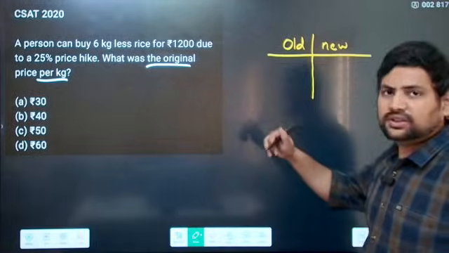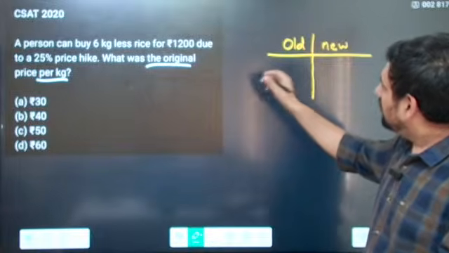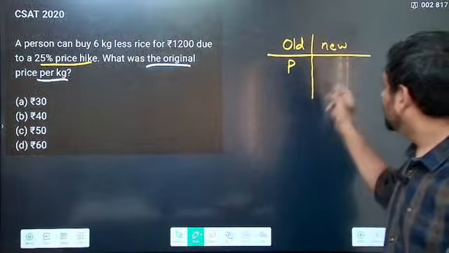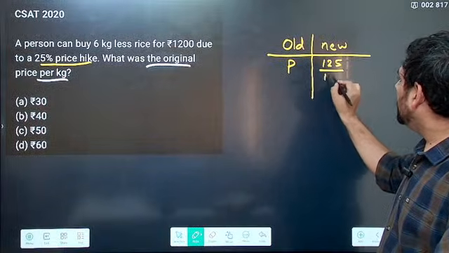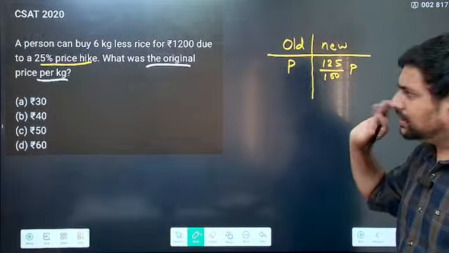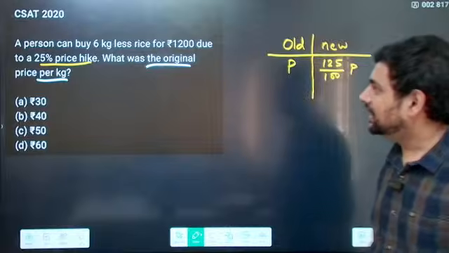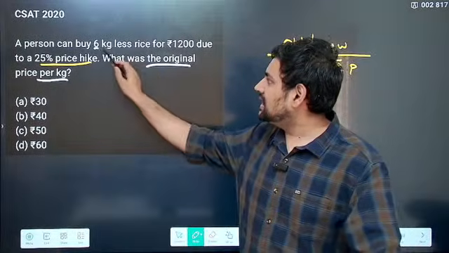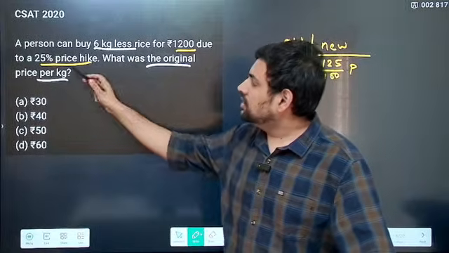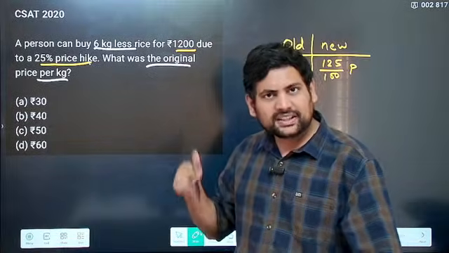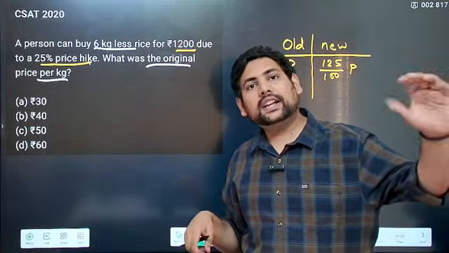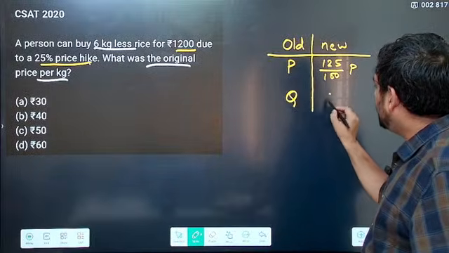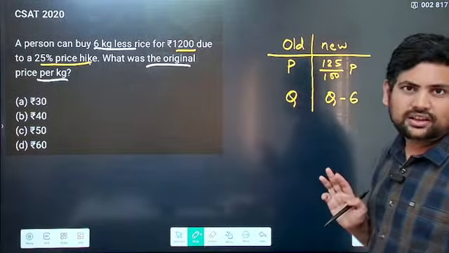Okay, so now if the old price was P, then the price was increased by 25%. So it became 125 by 100p, or if you want you can write 1.25p also. This you understand. Then next thing, now it says because of this price increase a person buys 6 kg less rice for 1200 rupees due to a 25% hike. So because of this price rise, now whatever the quantity he was buying, now he can buy 6 kgs less. So if the original quantity was q, now he is able to buy 6 kgs less.